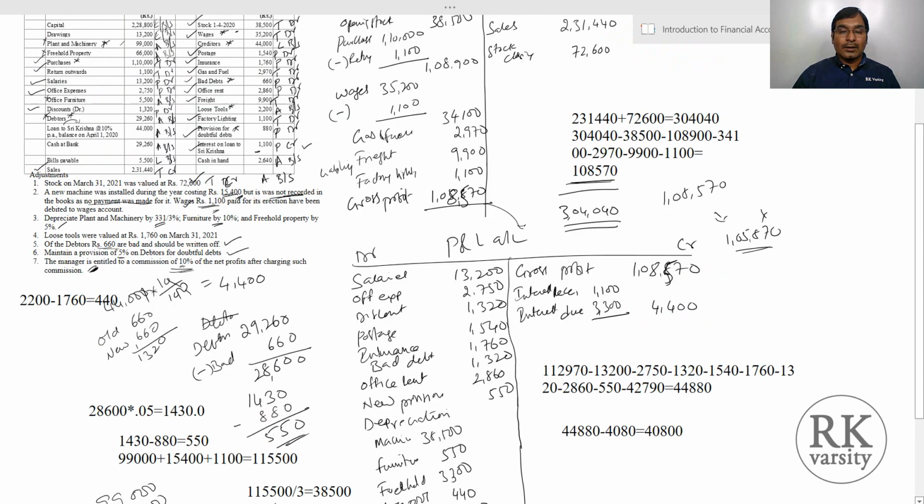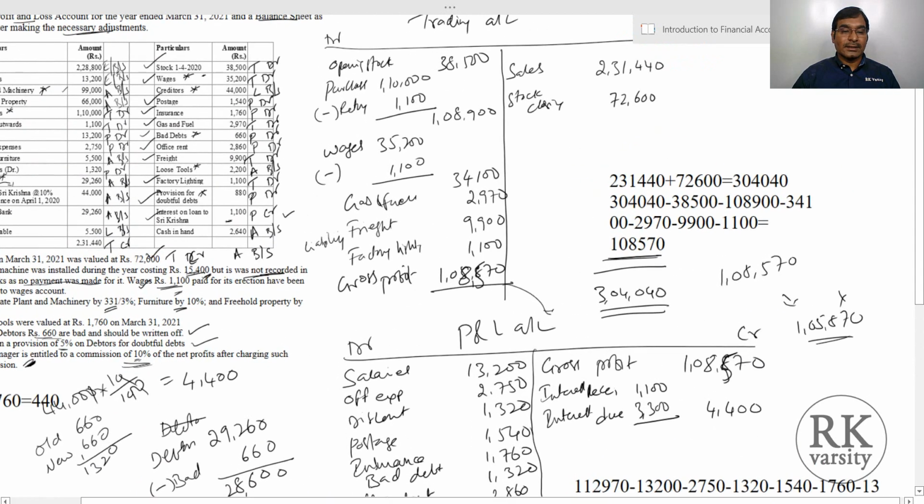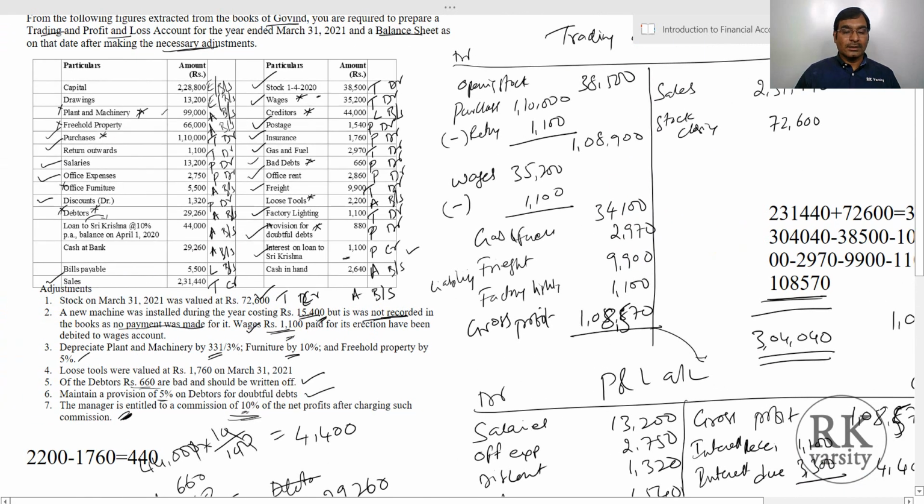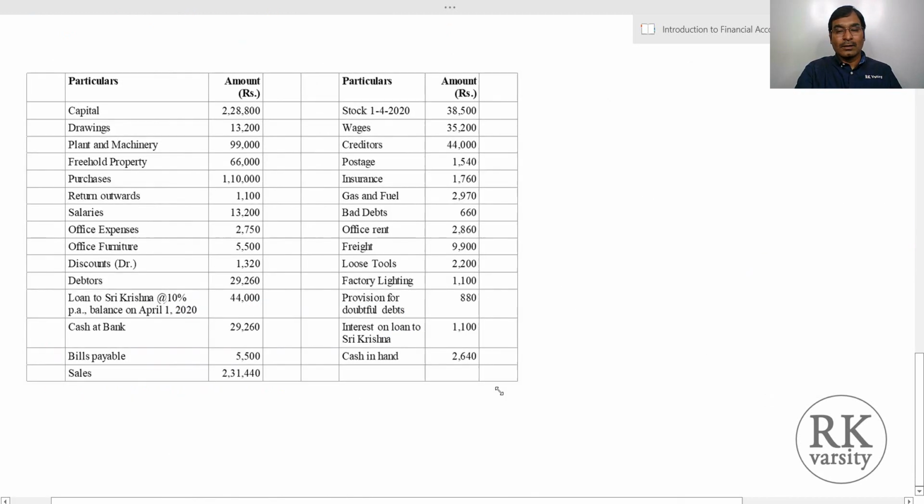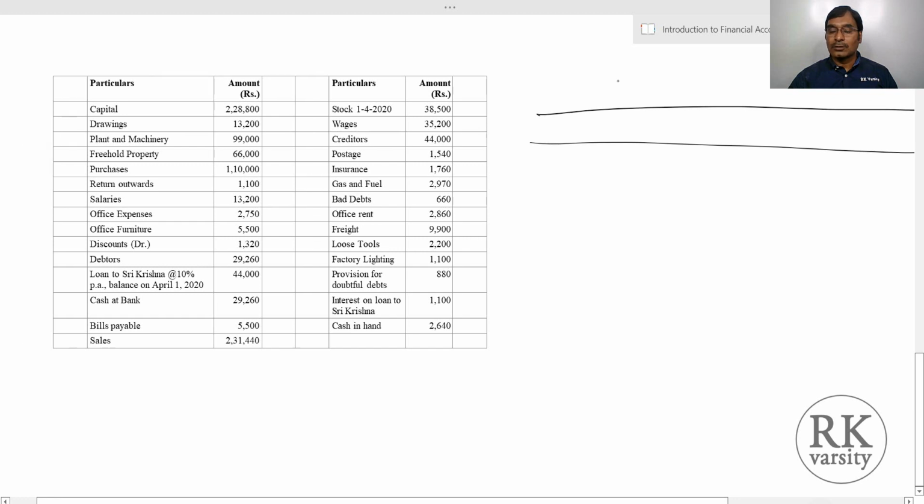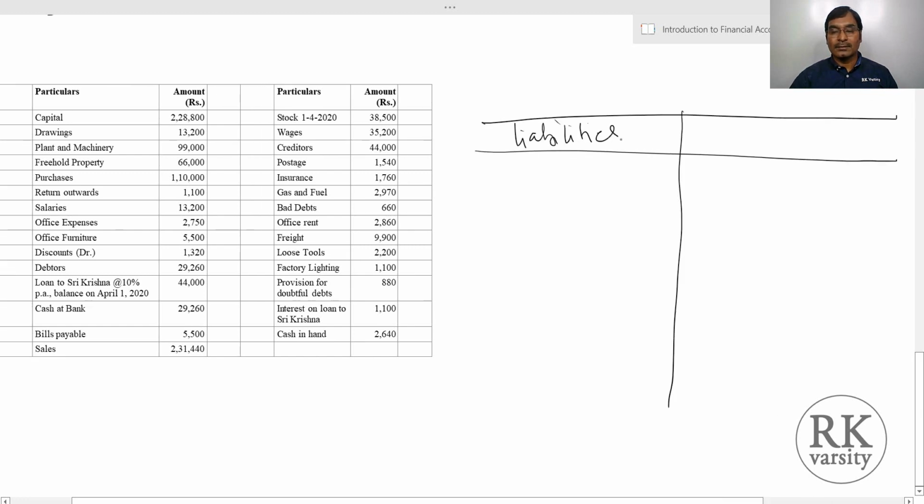Now once we are done with the preparation of the trading and profit and loss account, we'll move to the preparation of the balance sheet. So let me copy all this. From this, we first identify only the items that appear in a balance sheet. So directly we take a note. So your liabilities and assets.